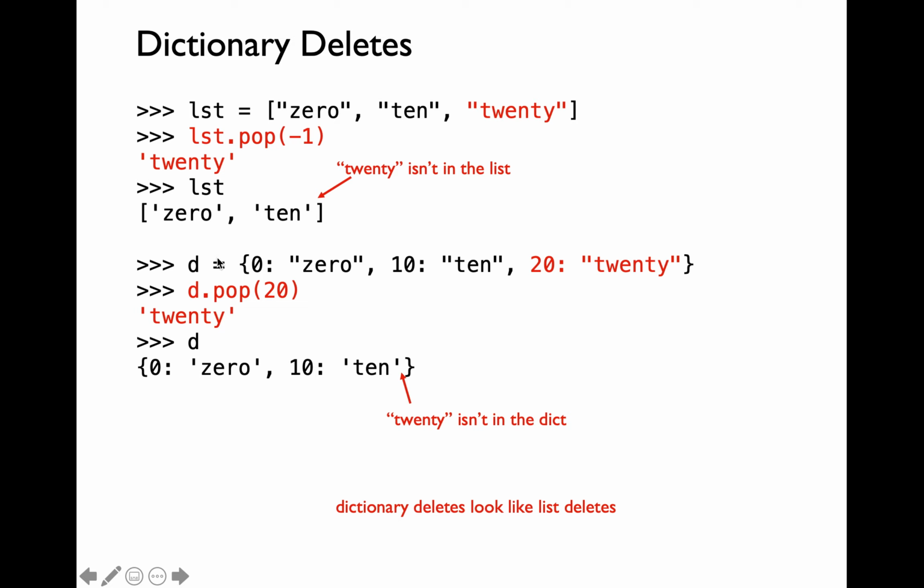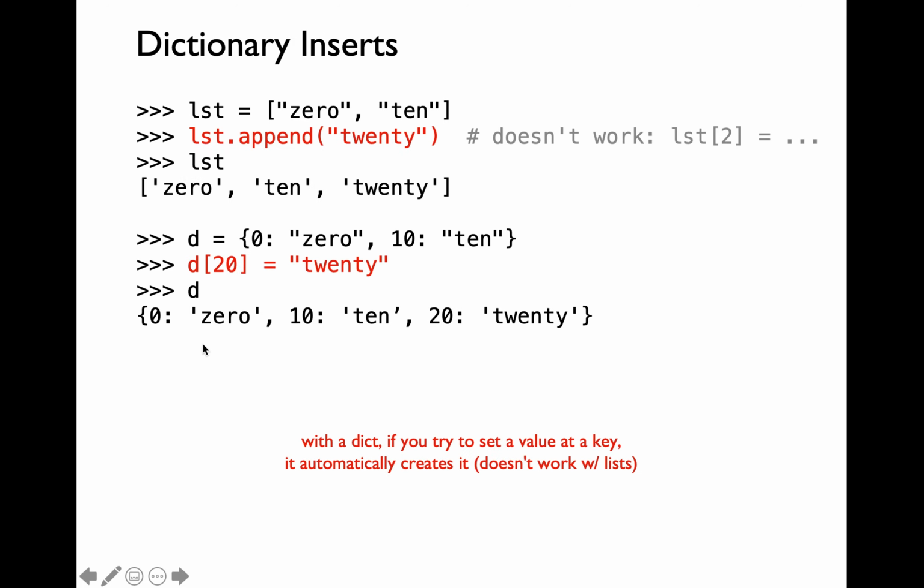Similarly, you have a pop method for a dictionary as well. You can pop the value associated with a specific key by simply saying d.pop of 20. That's going to remove the key value pair from the dictionary and it's going to return the associated value as the return value.